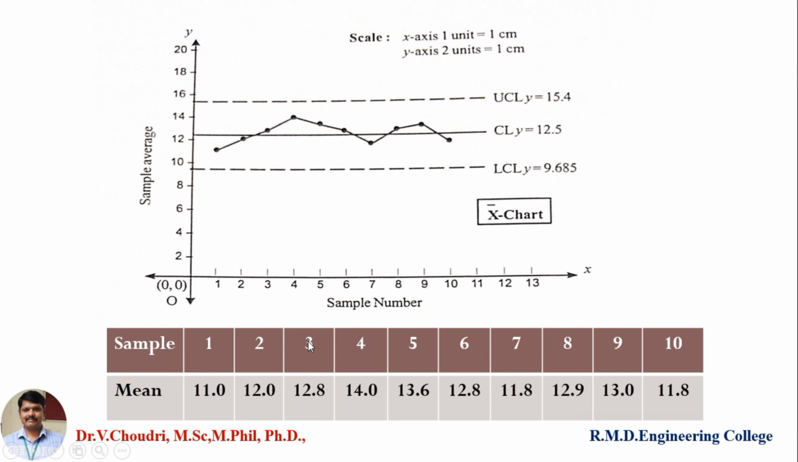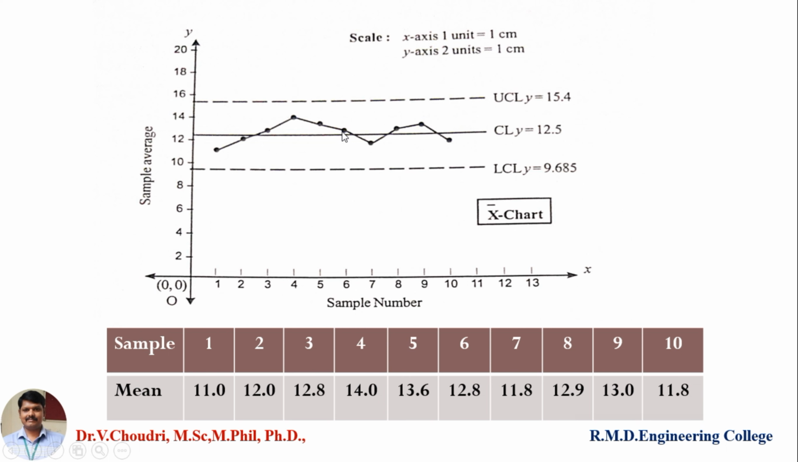And sample 3, 12.8. This is sample 3, 12 is here and 14 is here, so the value comes between 12 and 13. So 12.8. And sample 4, 14.0. For sample 5, 13.6, which is located between 12 and 14. And sample 6, 12.8.